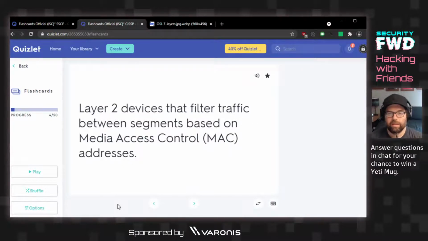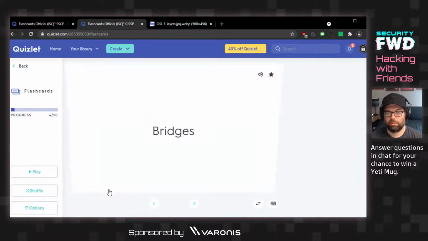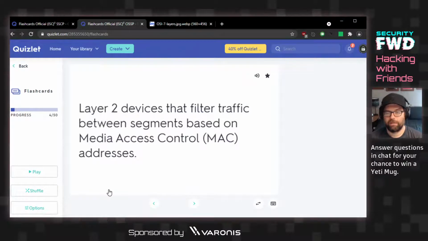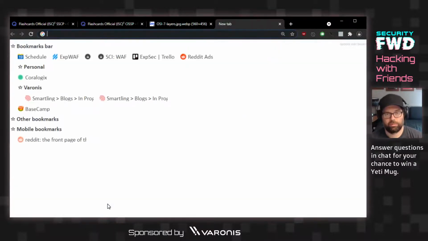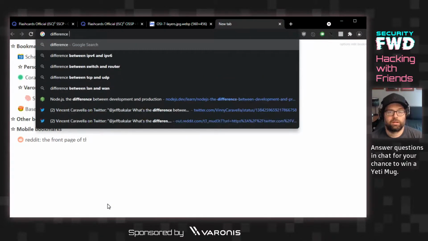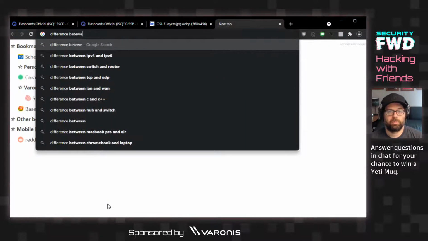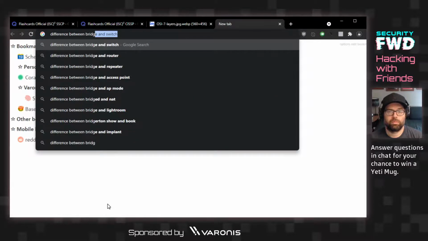Data link layer. Devices that filter traffic between segments based on media access control address. A switch? Or hub? Bridges. Filter traffic. I think what's throwing me is the filter part. Because I didn't. All right, now I want to find out the difference between bridge and switch.